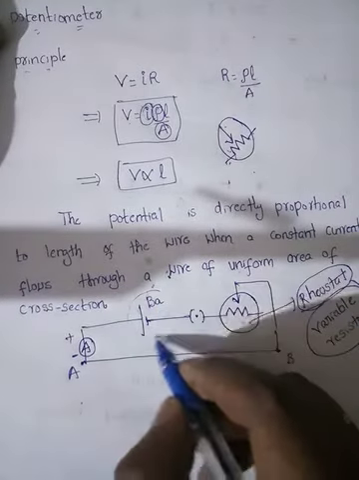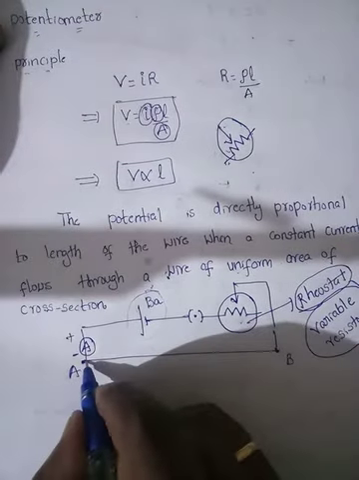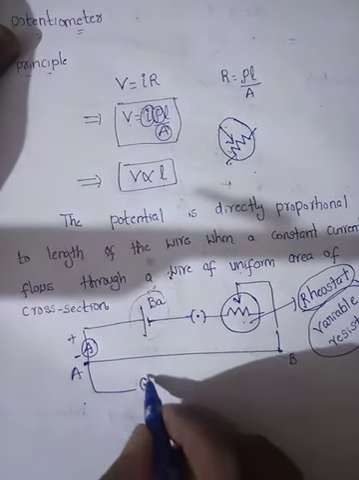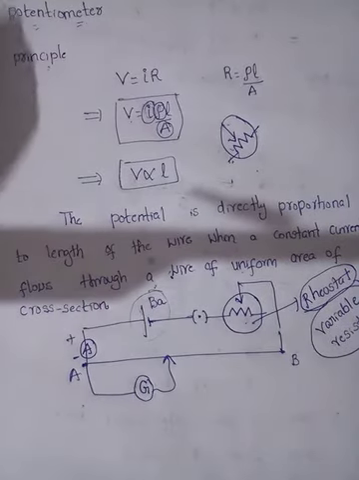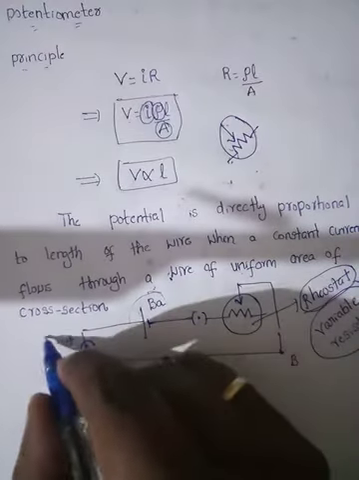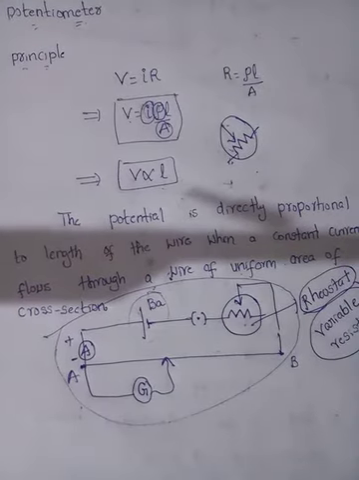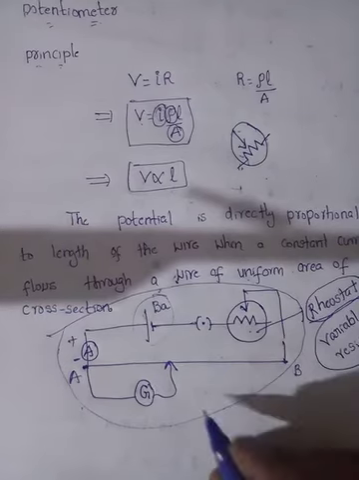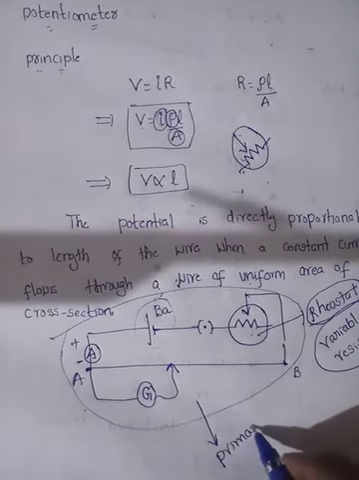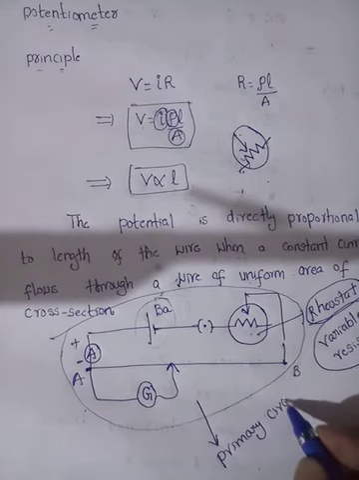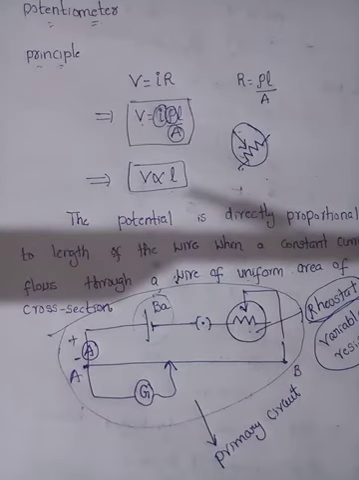And you know the function of the battery, right? Now this end, another end is connected to a galvanometer, and again this galvanometer is connected to a jockey. So this circuit is common to find any application of this potentiometer. So this circuit is called the primary circuit, which is common in all circuits.